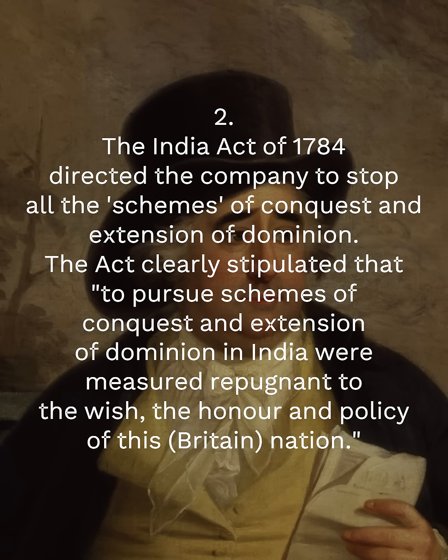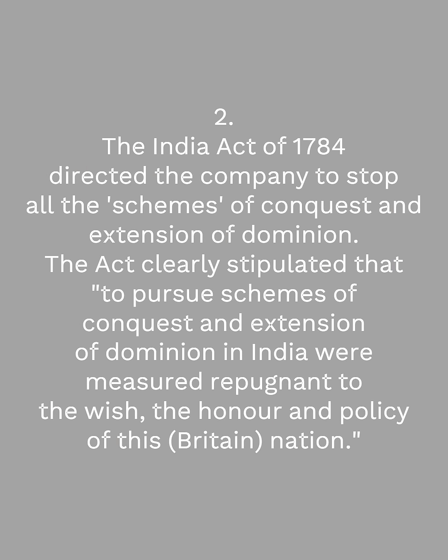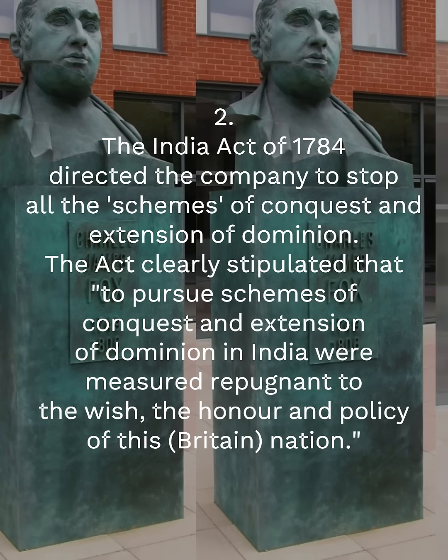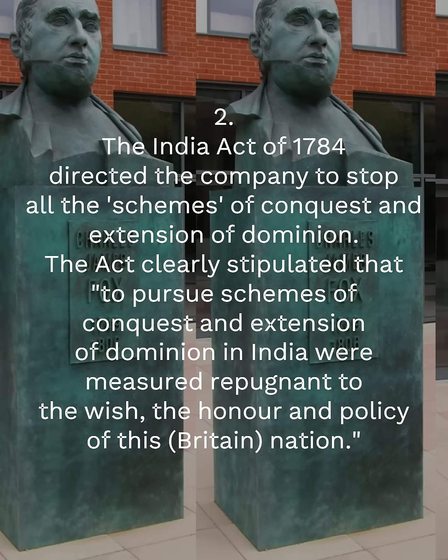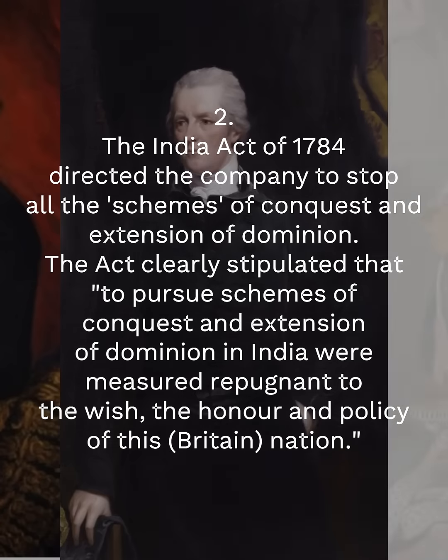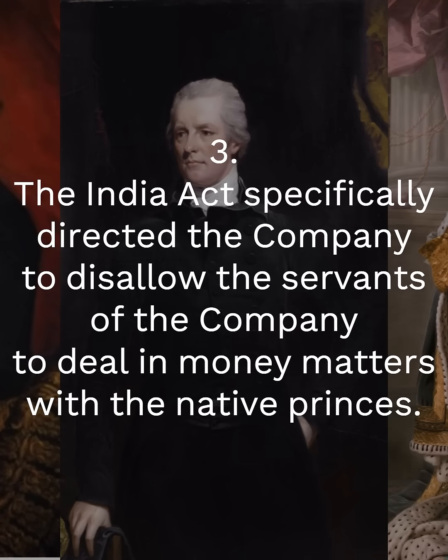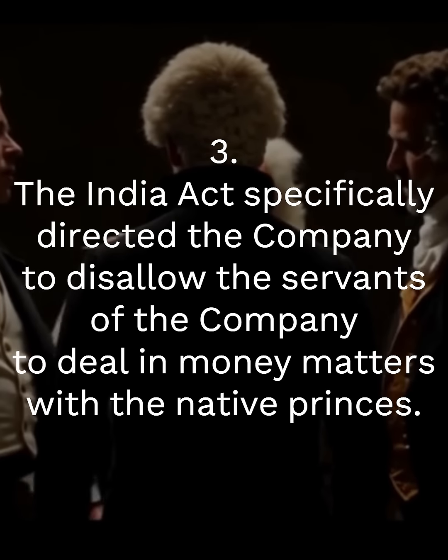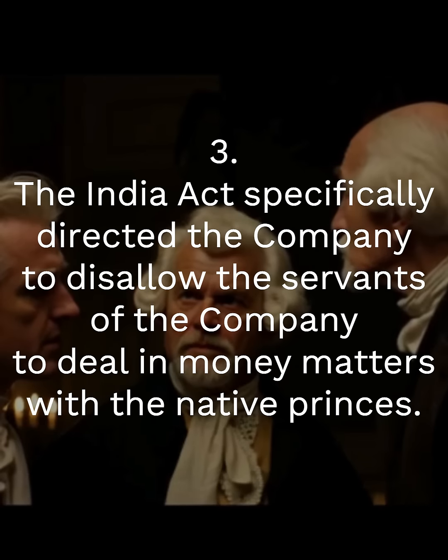2. The India Act of 1784 directed the company to stop all the schemes of conquest and extension of dominion. The Act clearly stipulated that to pursue schemes of conquest and extension of dominion in India were measures repugnant to the wish, the honour and policy of this, Britain, nation. 3. The India Act specifically directed the company to disallow the servants of the company to deal in money matters with the native princes.